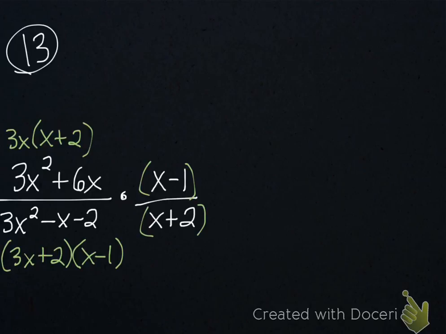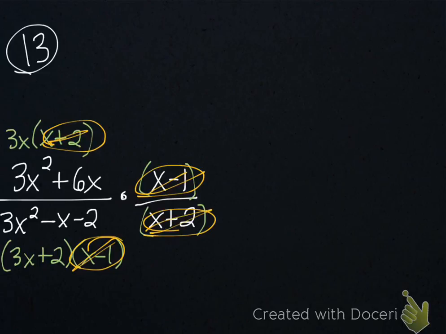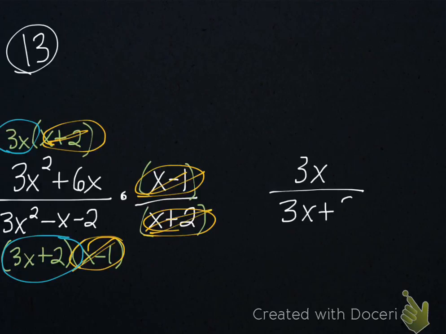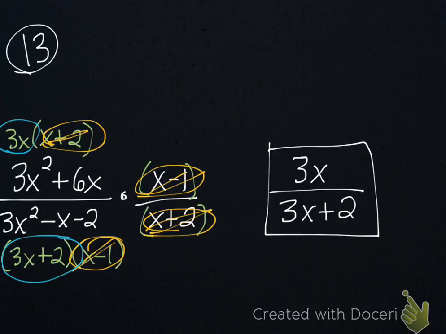Now, let's cancel. I have an x minus 1 and an x minus 1. An x plus 2 and an x plus 2. What's going to be left? 3x on top and 3x plus 2 on the bottom. Can we cancel the 3x's? No, we cannot. Remember, the denominator, the 3x, is attached to the 2, so it has to stay.